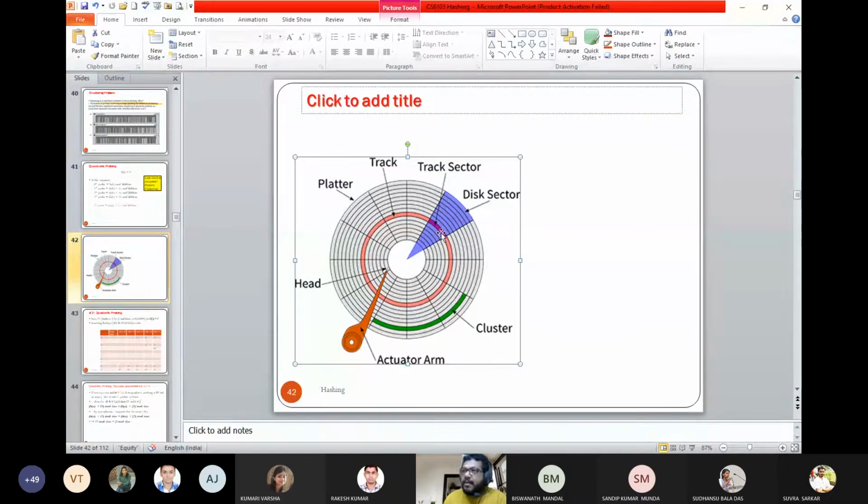Suppose I have 50 records, and I want to prove that B tree is slow in comparison to hashing. How can I prove that? B tree, how much time will it take? Where is the information available in B tree? Where is the information available?